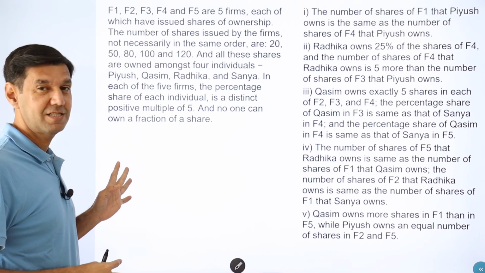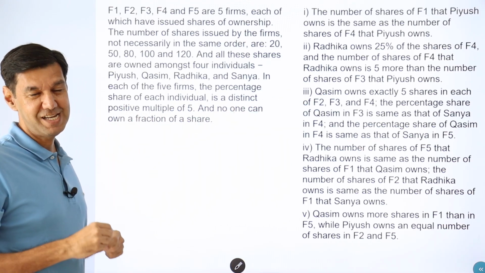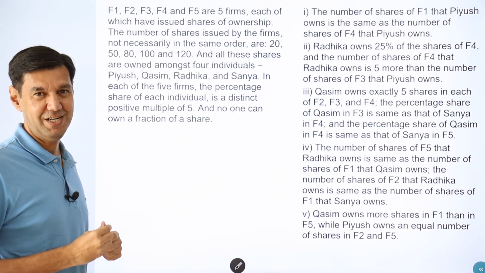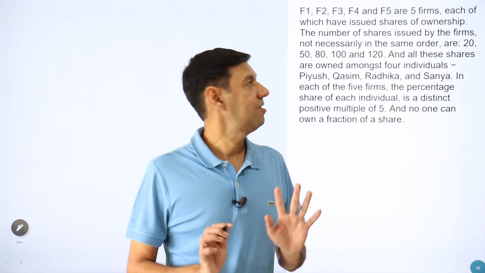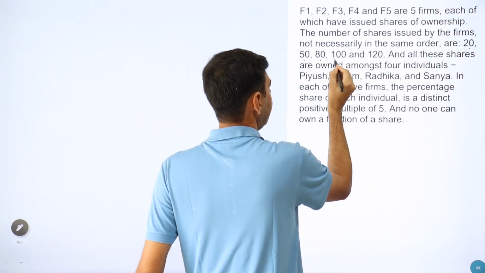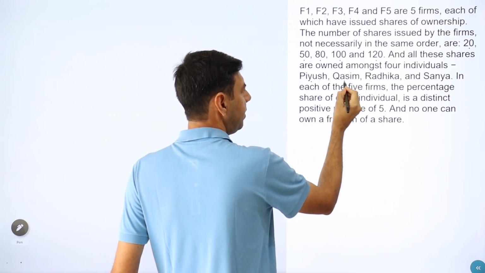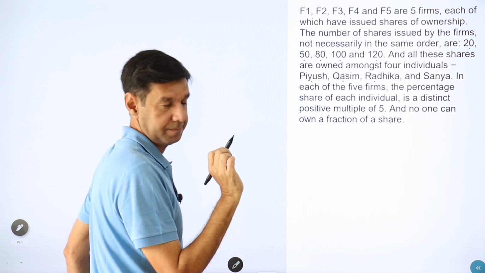So I'm out of the picture. I've already given you 2 big hints of where you should think more. At least now you should give it a try. 5 firms have issued shares of 20, 50, 80, 100, 120. And they are owned by P, Q, R and S.